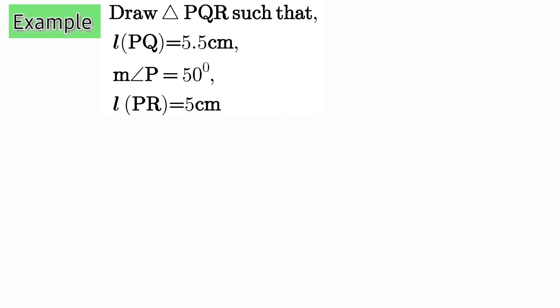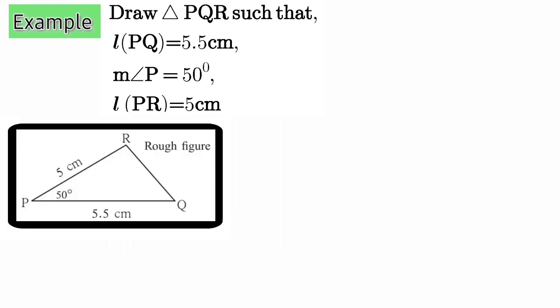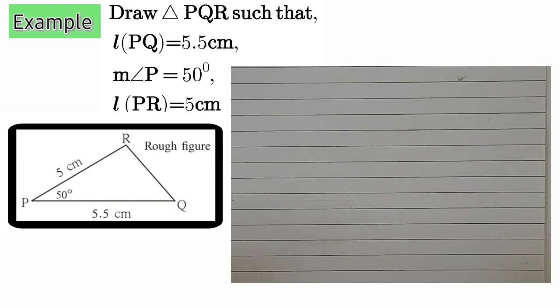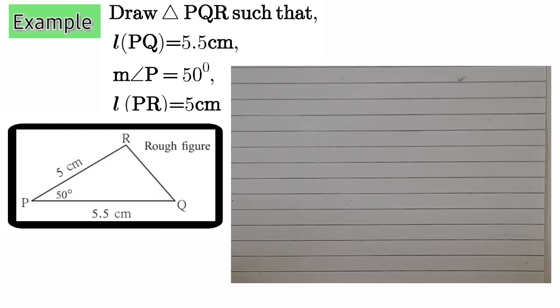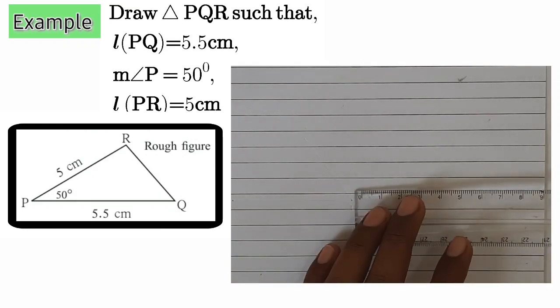Example. Draw triangle PQR such that length of PQ equal to 5.5 cm, measure of angle P equal to 50 degree and length of PR equal to 5 cm. For the construction, let us draw a rough figure first. According to the rough figure, draw segment PQ of 5.5 cm as the base.